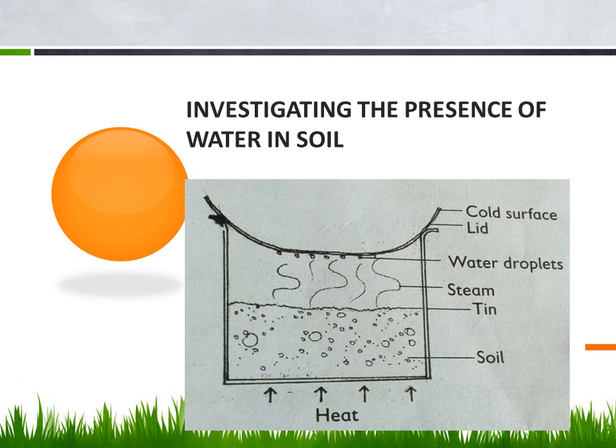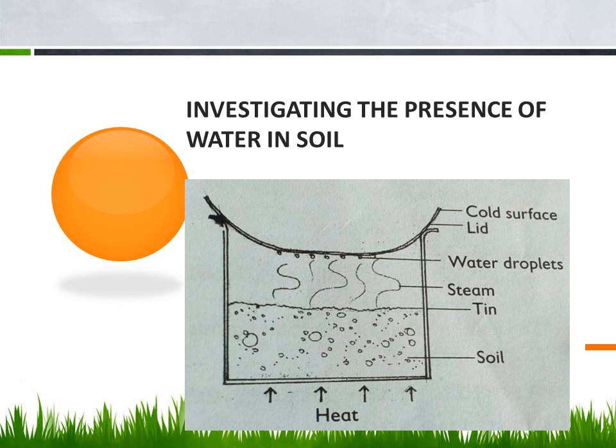The procedure is as follows. Light the source of heat, place fresh soil in a container and cover it with a cold lid. Procedure number 3, place the container of soil above a source of heat, as you can observe from the experiment. This is now the setup.